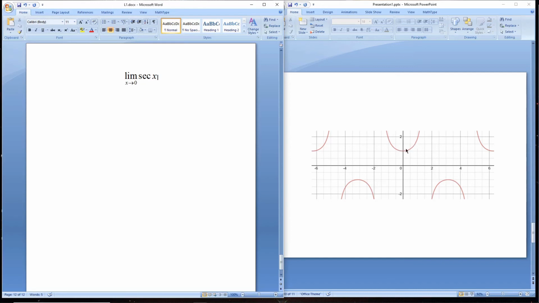So if you approach 0 from the left and the right, you'll end up right here at a height of 1. And that's the limit.